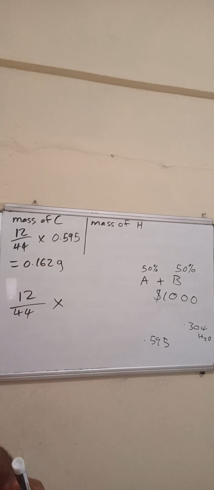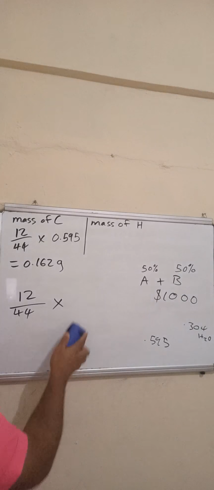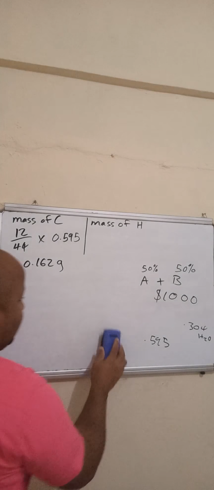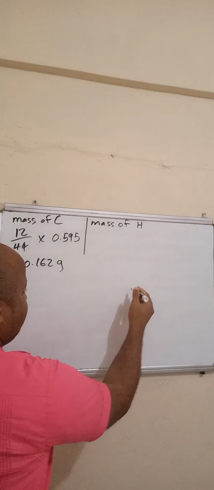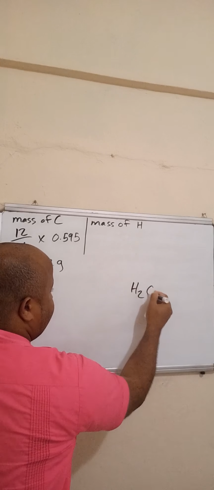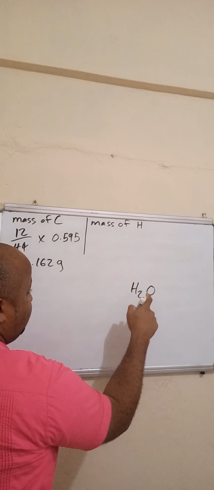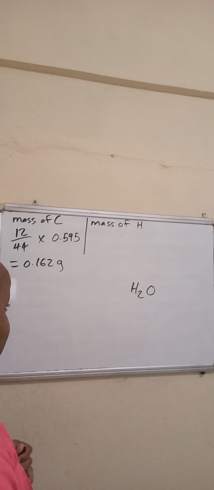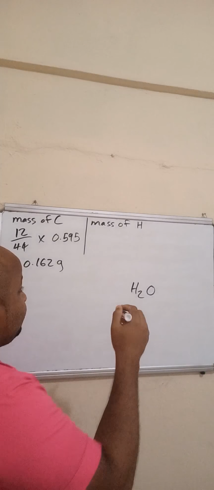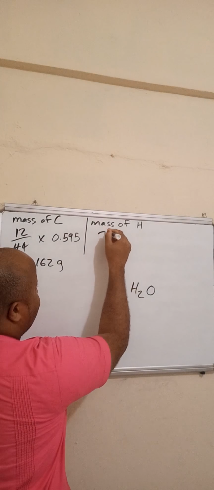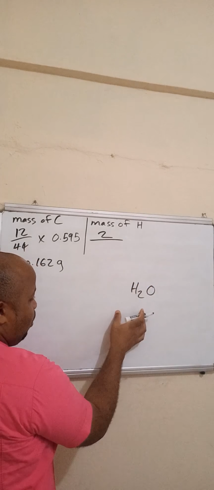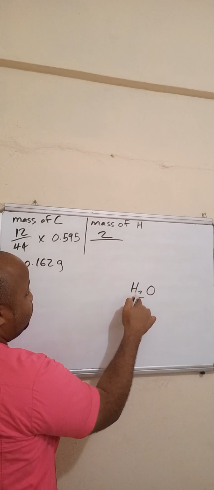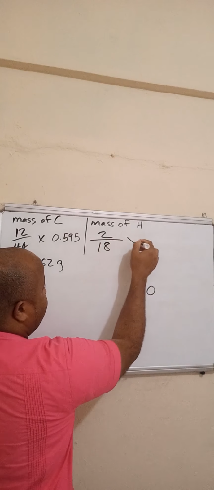So that is the mass of CO2. That is the mass of carbon. We are going to do the same thing for hydrogen. Now if you look at the formula for water, it is H2O. So in water, you have 2 atoms of hydrogen. We know that the mass of hydrogen is 1. And you have 2 of them, so it would be 2. Now the mass of water, 16 plus the 2, that is 18.